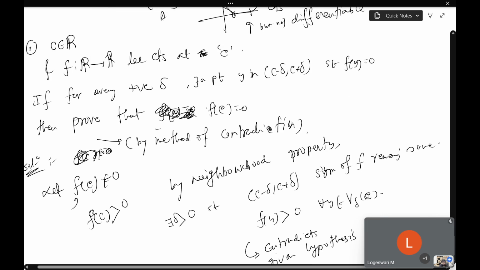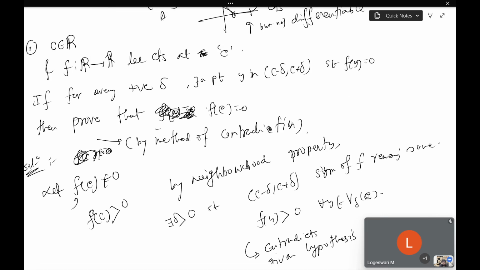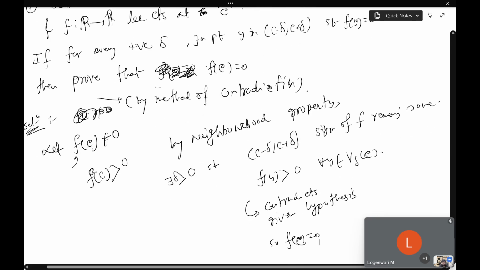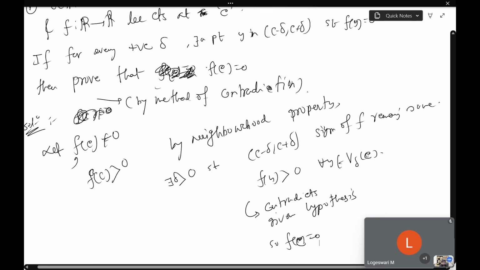So let's explain it once again. This problem says c is a real number, f is a real valued continuous function at c, and suppose that for any positive delta there is a point in the delta neighborhood of c such that f is equal to 0. We need to check that f(c) is equal to 0. So we will use the method of contradiction.